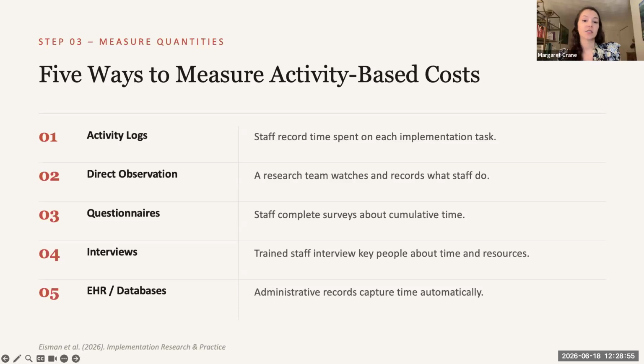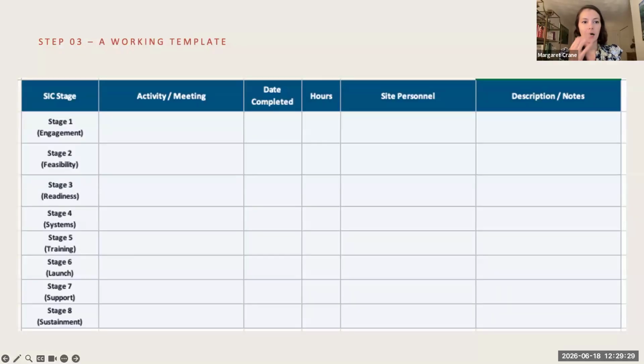Interviews, and this is trained staff interviewing key people about time and resources. I would recommend this in addition, even if you're doing activity logs, because it adds really nice context that can help understand what may impact different costs. You can also use EHR as a database. So some administrative records can capture time automatically, which is really cool. So you can see how long someone is spending within a given session. That though requires infrastructure or people who know how to pull that sort of data. I want you just to think about which of these methods might work best in your given context or for your project.